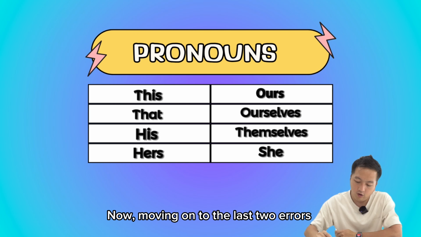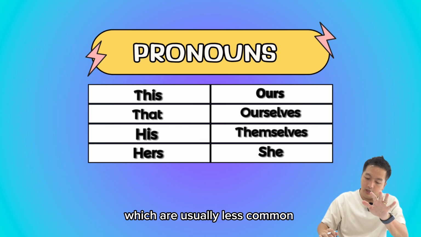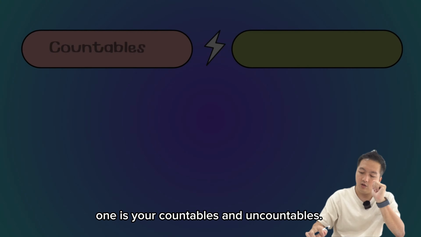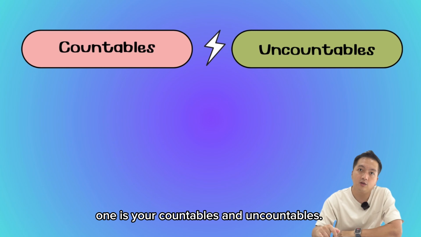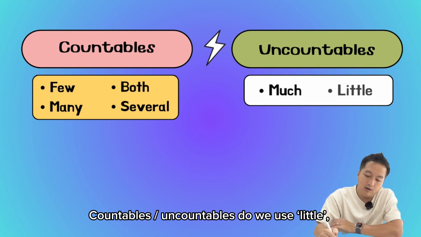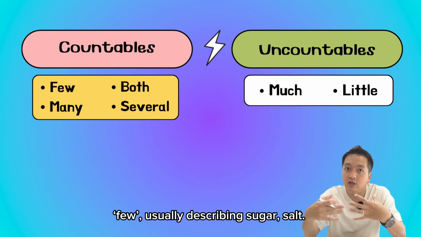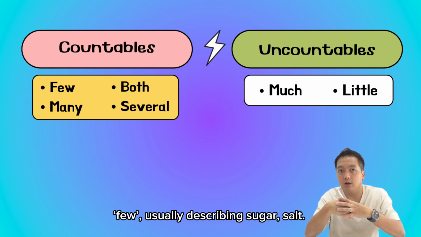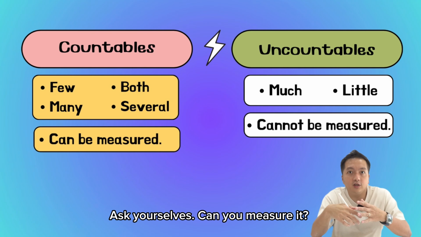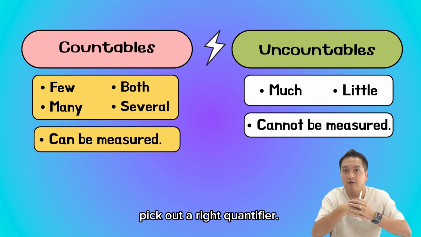Now, moving on to the last two errors, which are usually less common but they still pop up. One is your countables and uncountables. Countables, uncountables, do we use little, few, usually describing sugar, salt? Okay, few, little. Ask yourselves, can you measure it? And then you should be able to pick out the right quantifier.